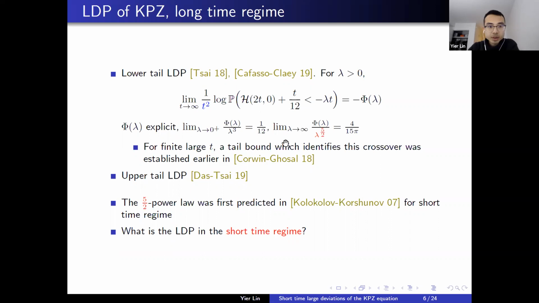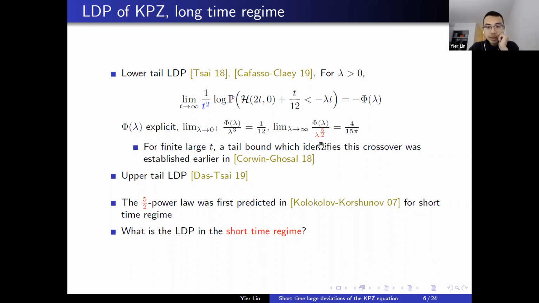And for the large deviation, you can also look at the upper tail probability. For example, you can look at the probability where h plus t/12 is greater than lambda t. Actually, such a large deviation was established in the work of Tsai and Li-Cheng last year. And for the upper tail, you will not see any crossover.